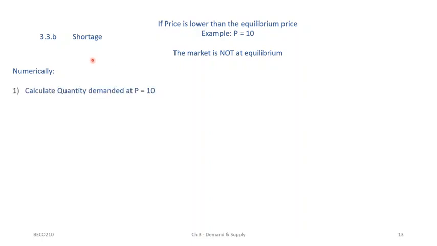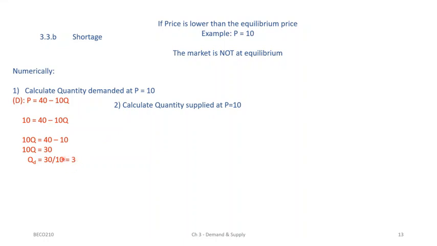Let's explain this. First, let's calculate the quantity demanded at P equals 10. We'll repeat the steps from the previous slide. Here's the demand function. Let's replace P with 10 in its value and solve for Q demanded. Q demanded equals 3. Now let's calculate the quantity supplied at P equals 10. Again, here's the supply function. Replace P with 10 and solve for Q. Qs equals 1.